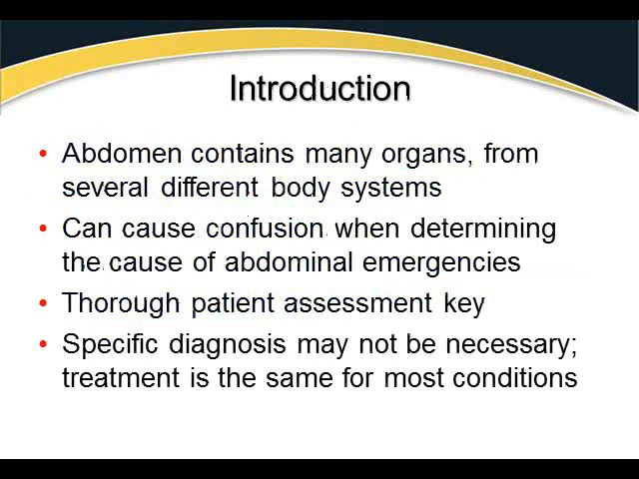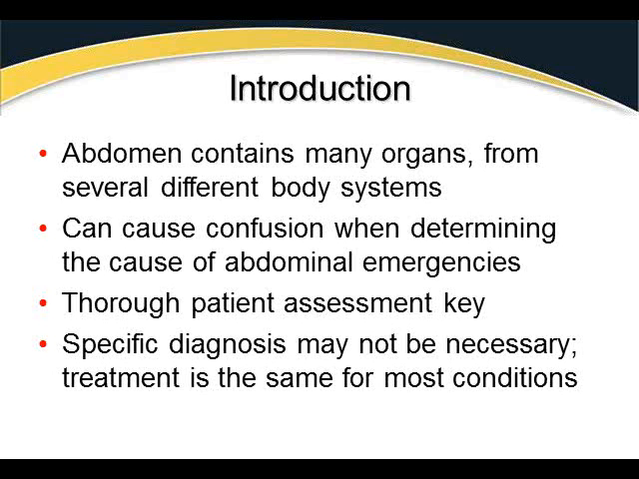So we'll start with an introduction. The abdomen contains obviously a lot of different organs from different body systems, and those organs can be one of really two major types: the solid organs and the hollow organs. These can cause a lot of confusion when we're determining the cause of abdominal emergencies. Even if we look at page 571, where it shows the difference between the hollow and the solid organs, the hollow organs, the intestines, are all over the place. So it really can be very confusing because they cover everything.